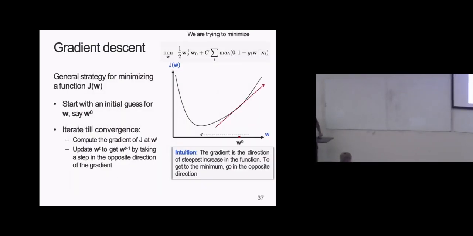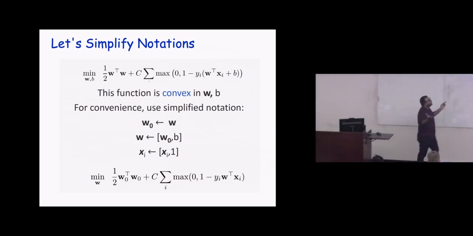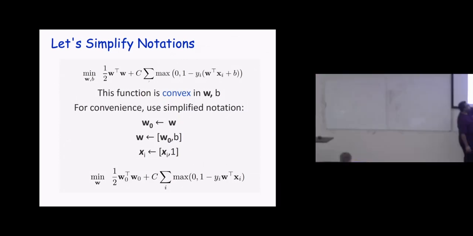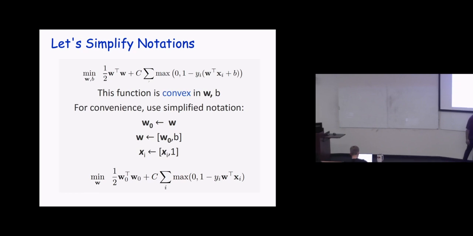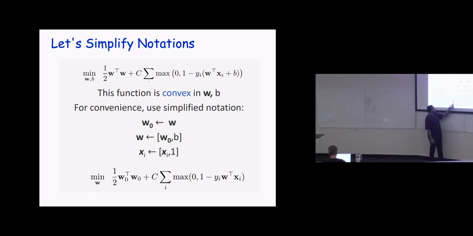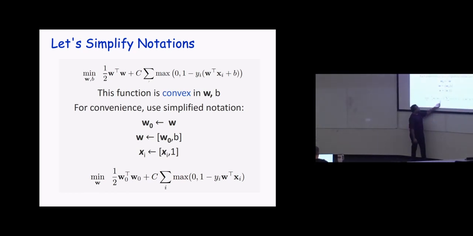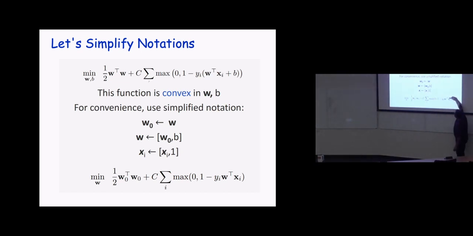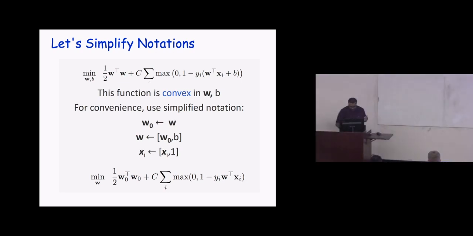So now the good thing about this notation is that we have a slightly simpler form, where the first part is just W naught, we don't care about the B, and here this W has the B, which is multiplied with the augmented representation of X. It's just a simple notation thing, nothing else is going on.